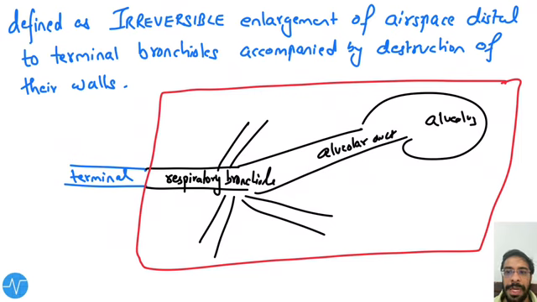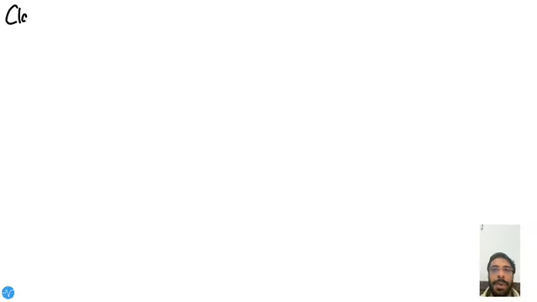Therefore, after the terminal bronchiole, the one in the red box indicates that this space, if it undergoes irreversible enlargement, will constitute emphysema. Now let us deal with the classifications.